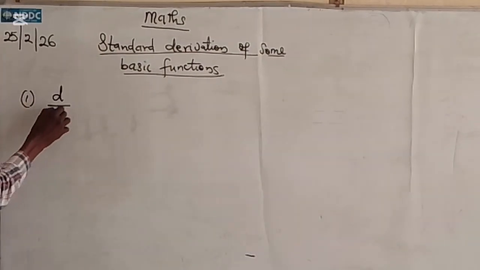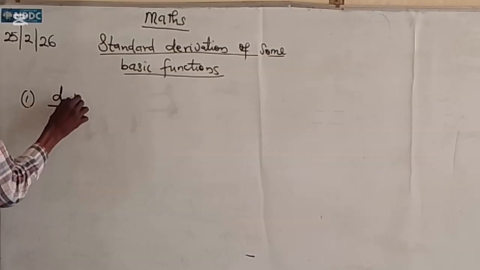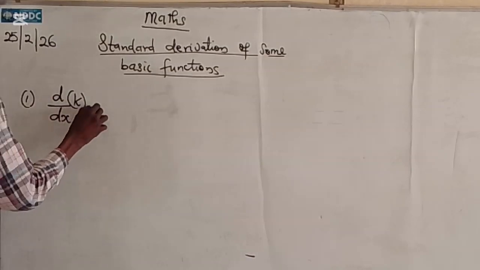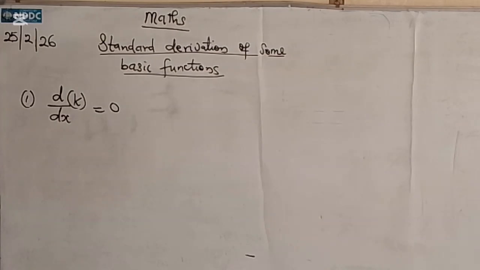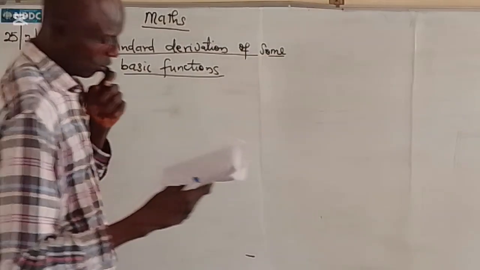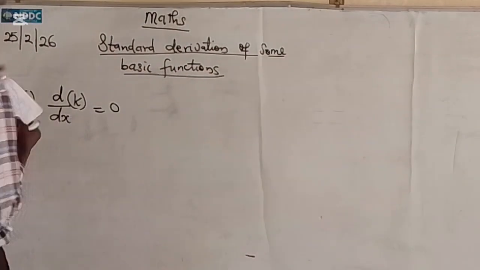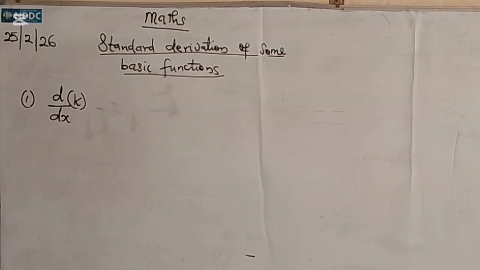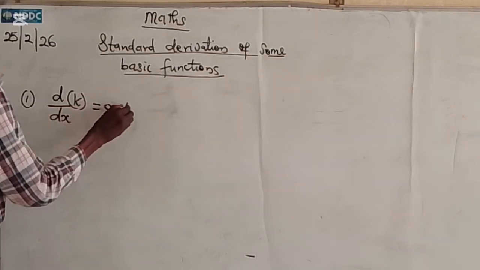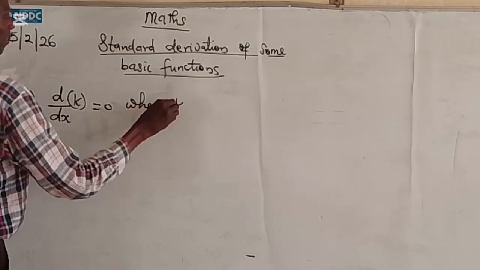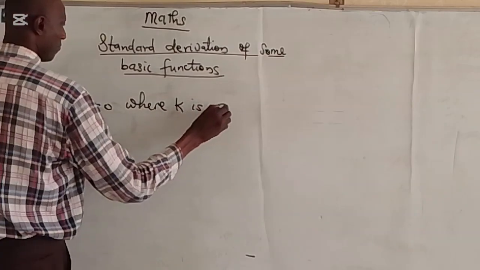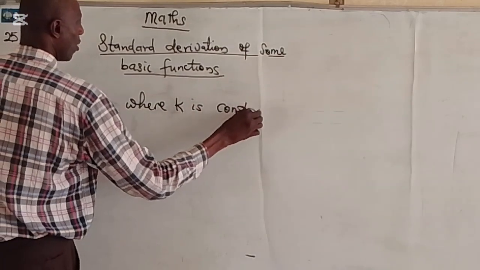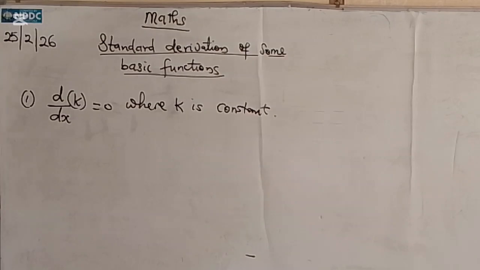1. When you differentiate a constant, it is equal to 0. When you differentiate a constant, it is equal to what? 0. Let me say constant, K, which is equal to 0, where K is constant.